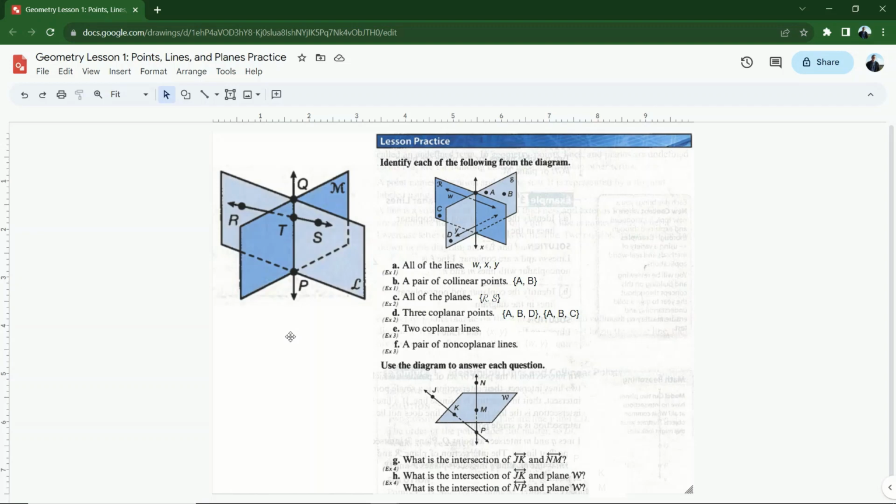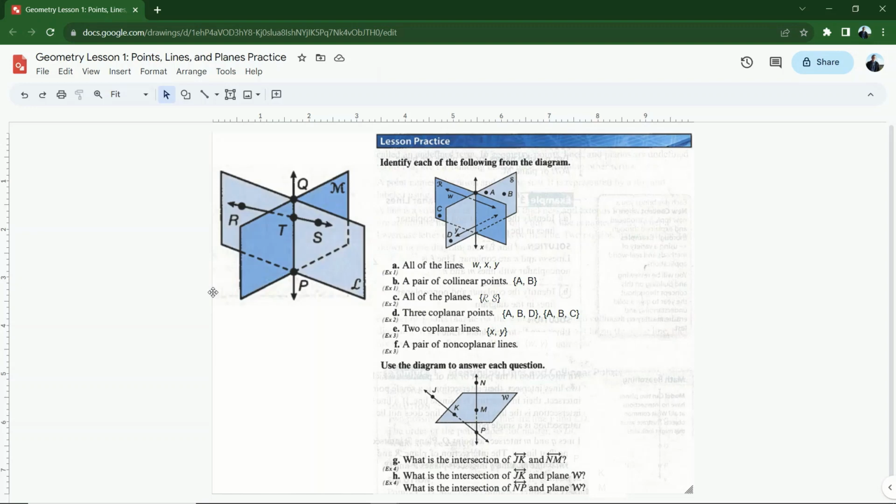Okay, what about 2 coplanar lines? Well, this one's a little tricky if you don't remember that X is a line. And it's easy to lose track of X because it's vertical. It's not in a direction you're necessarily looking at. But if you remember that X is a line, it's not that hard to identify 2 coplanar lines. X and Y are both in the same plane. X and W are in the same plane.